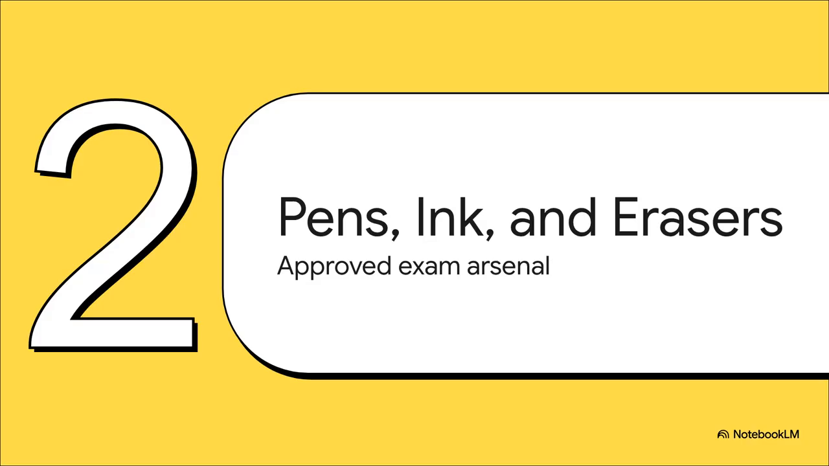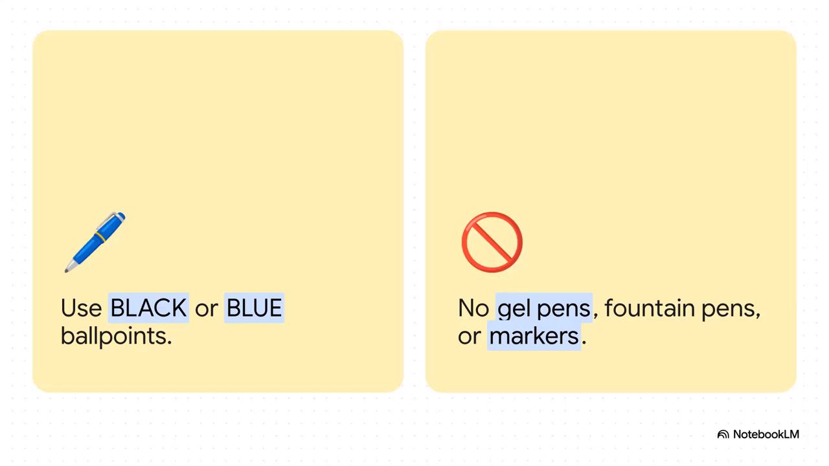Moving right along to Section 2, pens, ink, and erasers, your approved exam arsenal. Okay, so your approved tools are actually super strict here. You must use only a black or blue ballpoint pen. That's it. You really need to avoid gel pens, sign pens, fountain pens, or markers. Just leave them all at home. The only tiny exception for markers is if you're making simple, non-stylish headings. But for all your actual bubble filling and answer writing, it is blue or black ballpoint all the way. The ink from other pens can easily smudge or bleed right through the paper, which completely disrupts that electronic scanning process we just talked about.